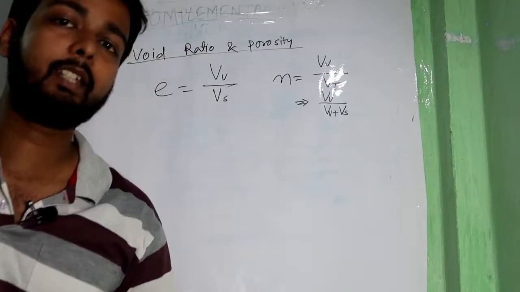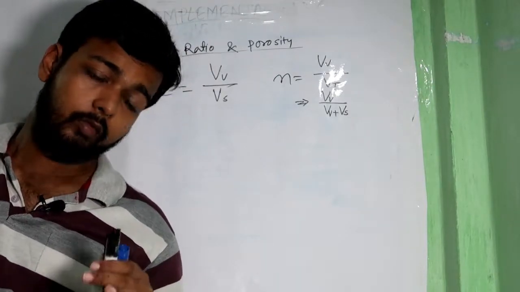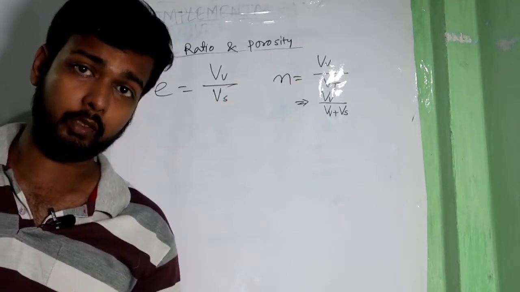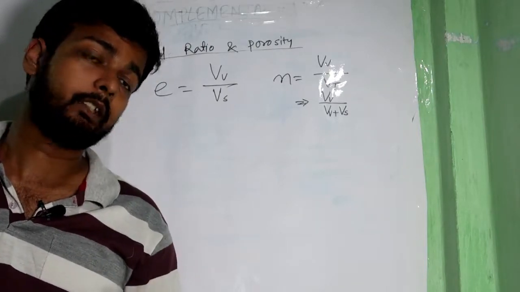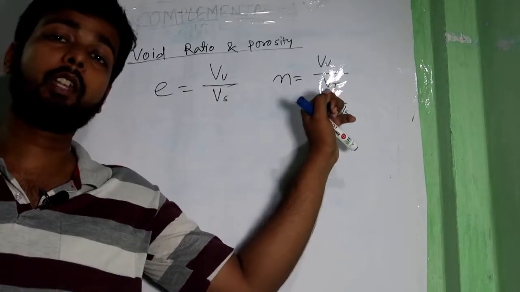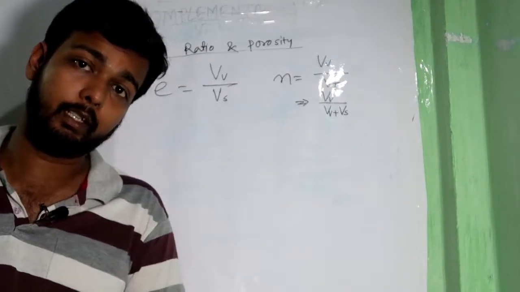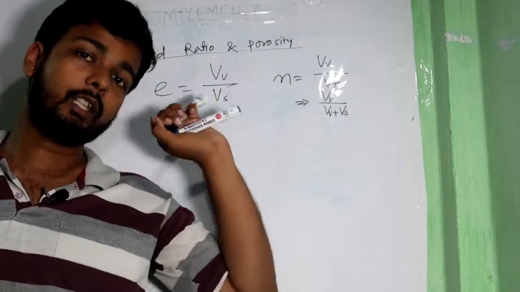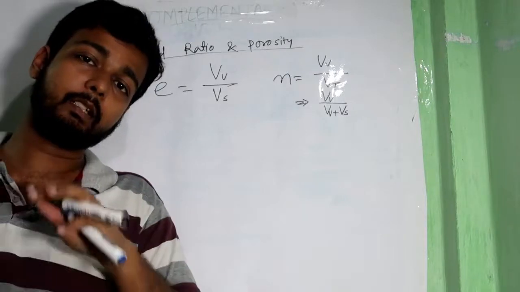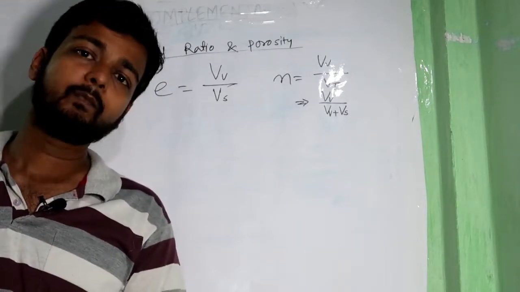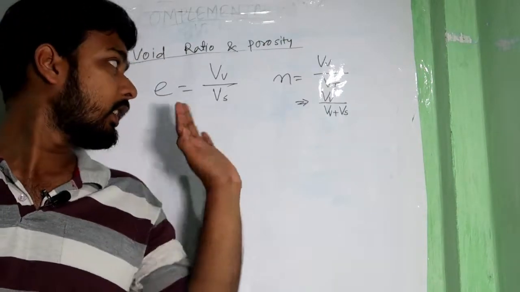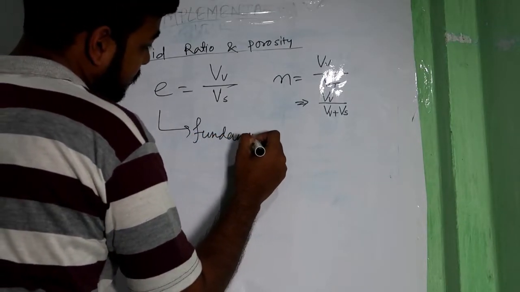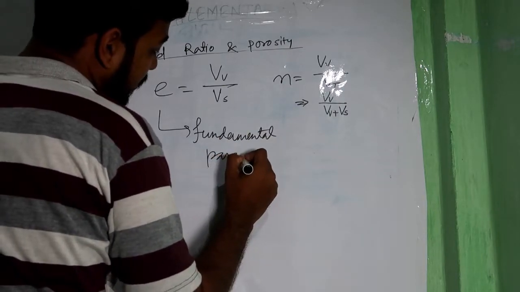In a particular soil material, the volume of solid is constant, whereas the volume of water and volume of air are not constant. So the volume of solid is only in the denominator of e, but in n there is volume of solid and volume of void. So if you increase the volume of void, then n changes in both the upper portion and the lower portion. Whereas in e, if you change the volume of void, the upper portion changes, but the lower portion is completely unchanged. So that is why in soil mechanics, void ratio is a fundamental parameter.